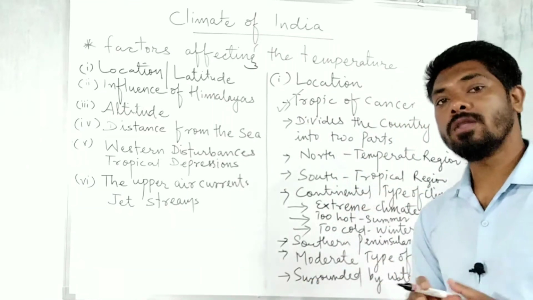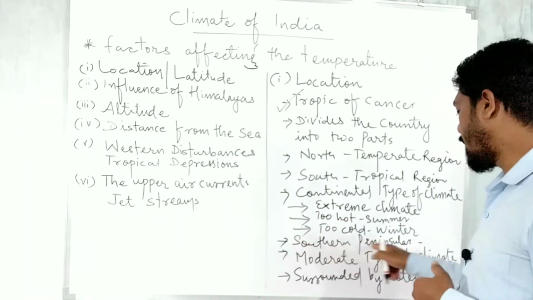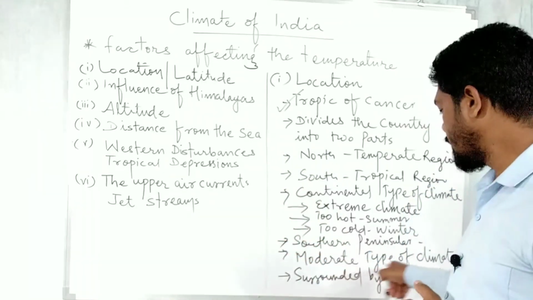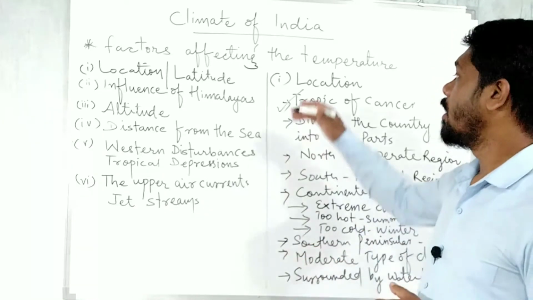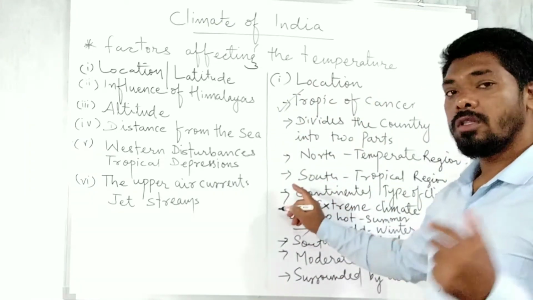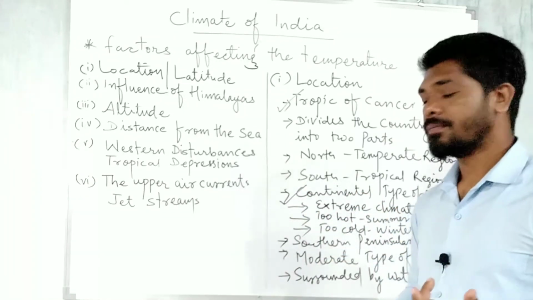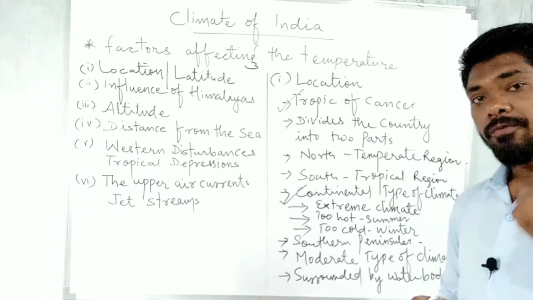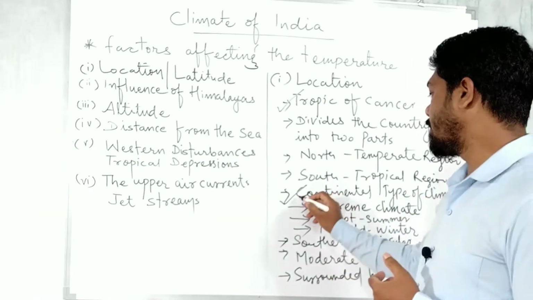Due to the influence of the land breeze and sea breeze, the areas located near the coast will be experiencing a moderate, maritime or equable type of climate. These were the points we need to discuss about location. Remember, beyond the Tropic of Cancer there is a continental type of climate. We in Uttar Pradesh also live beyond the Tropic of Cancer. We experience too much cold during the winter season and too much heat during the summer season. So we need to remember this.